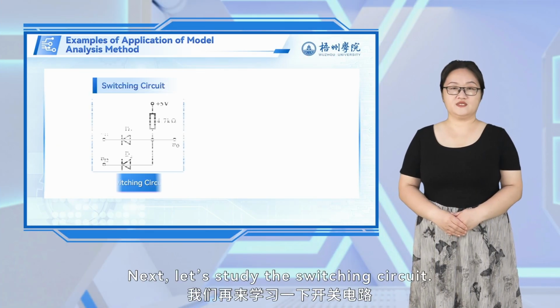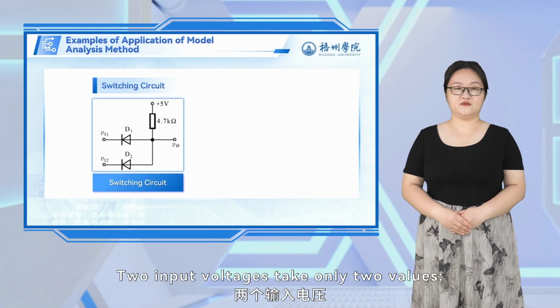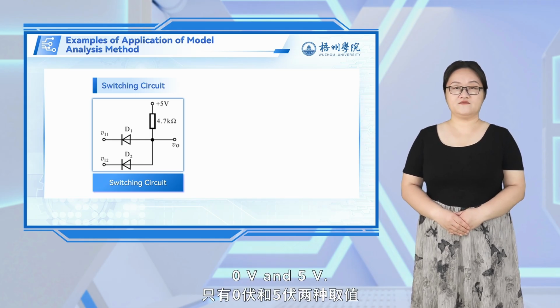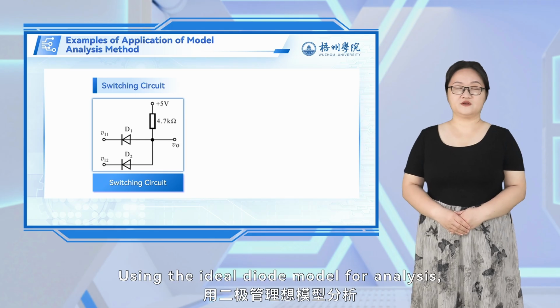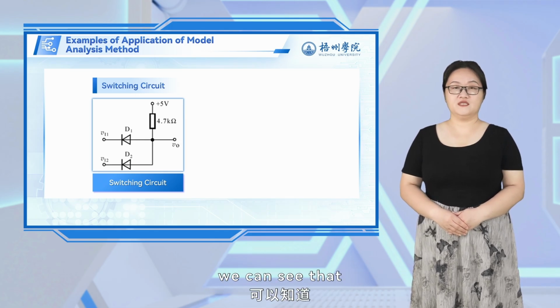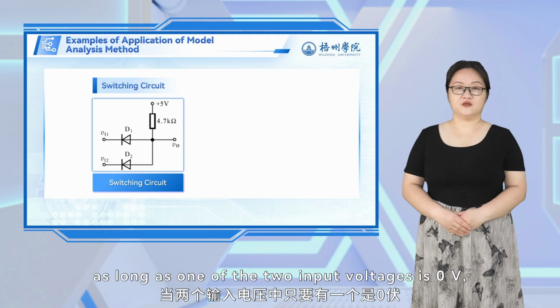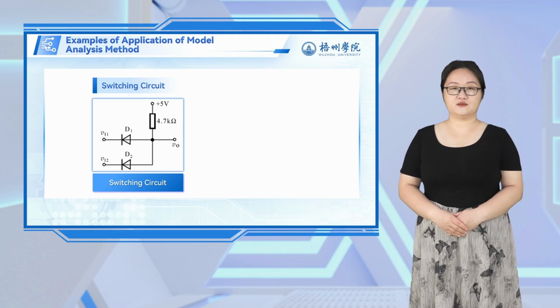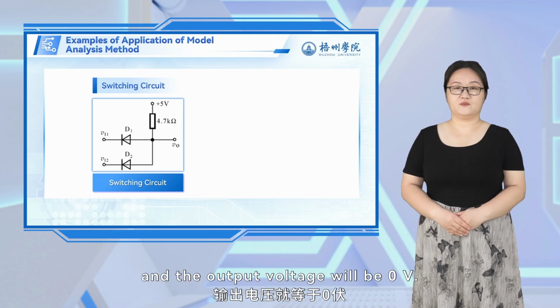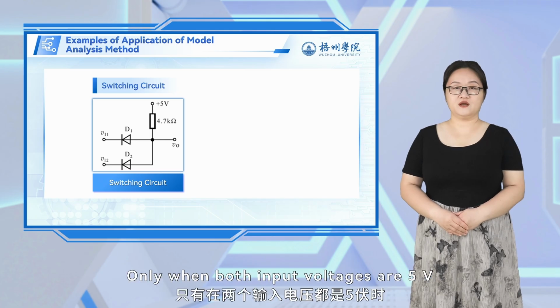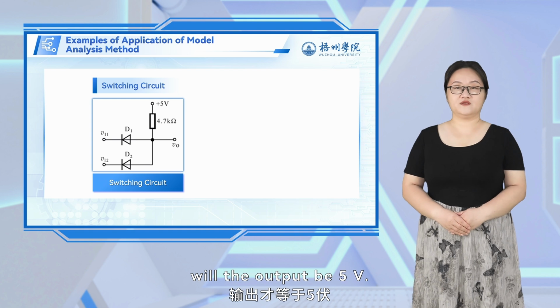Next, let's study the switching circuit. Two input voltages take only two values, 0 volts and 5 volts. Using the ideal diode model for analysis, we can see that as long as one of the two input voltages is 0 volts, a diode will conduct and the output voltage will be 0 volts. Only when both input voltages are 5 volts will the output be 5 volts.